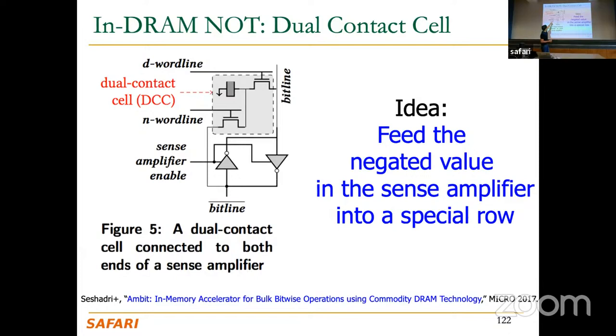So what the Ambit paper proposes is to include a row of these so-called dual contact cells. They have a regular word line and a regular access transistor connected to the bit line, but they also have another access transistor that is connected to the bit line bar. When you enable this N word line, you will move the negated value from the sense amplifier to the dual contact cell, to the cell itself. So this is the way of implementing NOT.